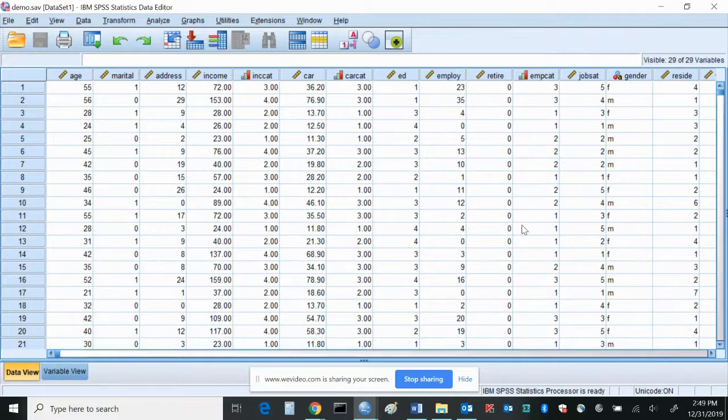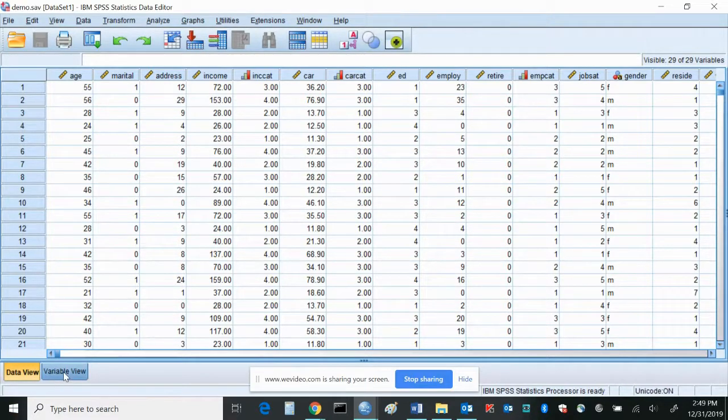If you don't recall where to find it, you can look in your C drive under Program Files, IBM SPSS Statistics 25, Samples, English, demo.sav, or look at a previous video to see where I found this data set.